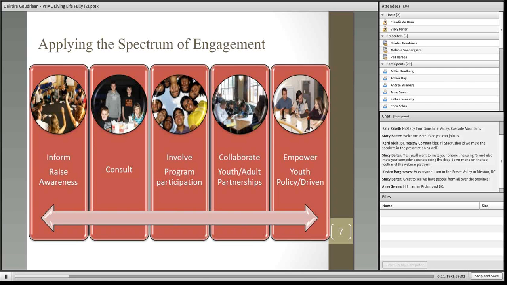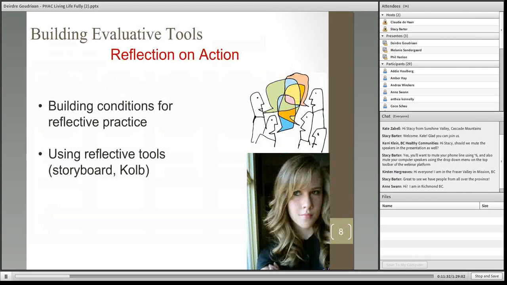So this is just an overview of that spectrum of engagement, working from informing people in the community all the way across to empowering and having youth-driven activities take place in the community. As I mentioned earlier, we worked using a reflective practice, and this was incorporated into our work throughout the project. And really, probably one of the most exciting aspects of the project was that the young people really felt that their sense of agency and ability to have an influence in their community really increased throughout the course of the project.